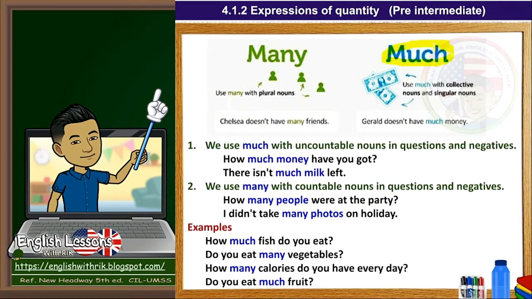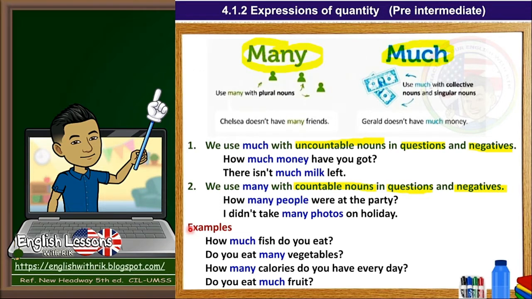Much and many. We use much with uncountable nouns in questions and negatives. How much money have you got? There isn't much milk left. We use many with countable nouns in questions and negatives. How many people were at the party? I didn't take many photos on holiday.